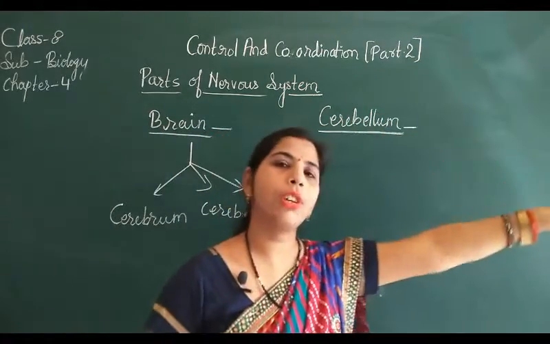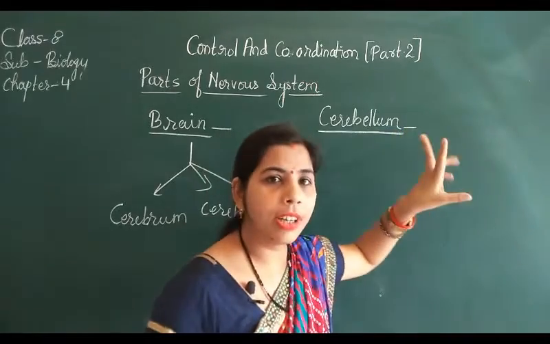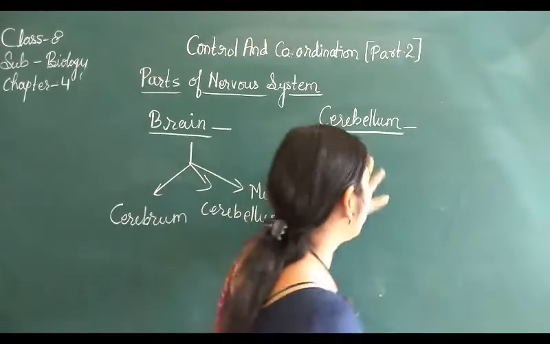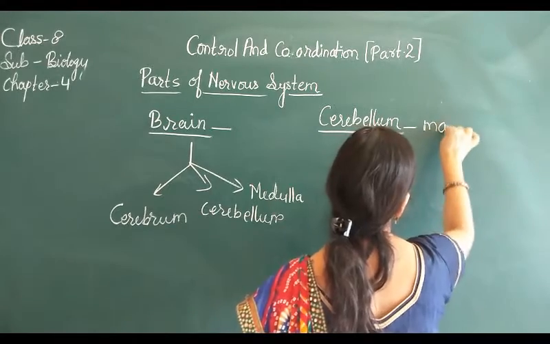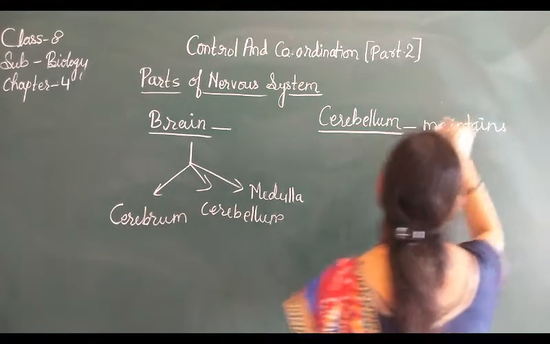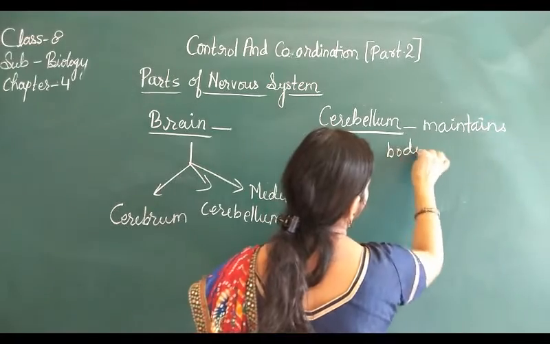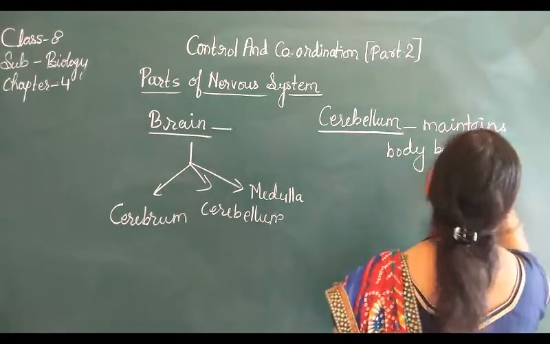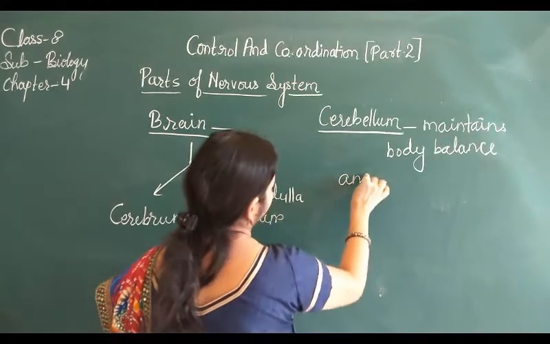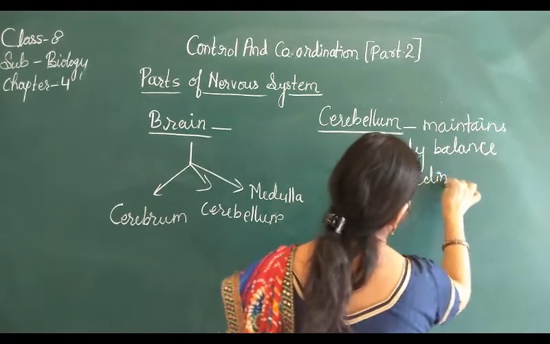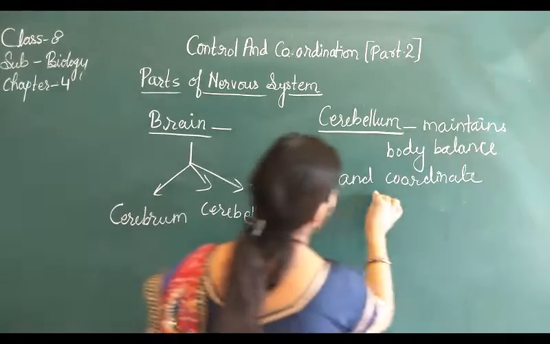And what is the function of cerebellum? As I told you, it is the second largest part. That means the first largest part is the cerebrum. So it maintains the body balance, as well as coordinates muscular activity.